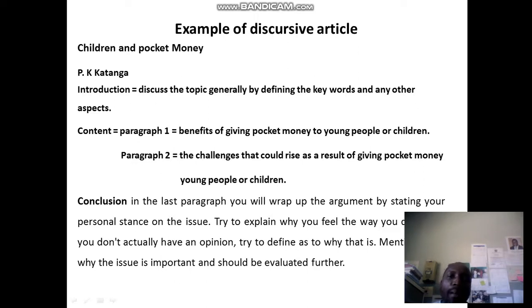Then in the conclusion, you now state your stance. In the last paragraph, you will have to wrap up the argument by stating your personal stance on the issue. So, like if you had 2 children who are debating about pocket money, one is saying pocket money is good, another one says giving pocket money is a challenge because of A, B, C, and D.